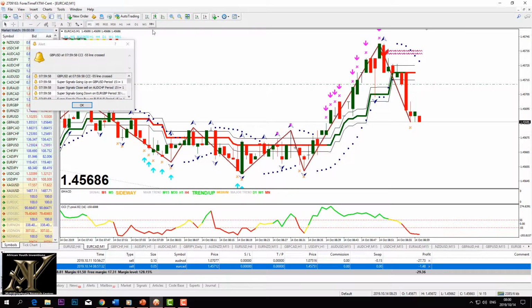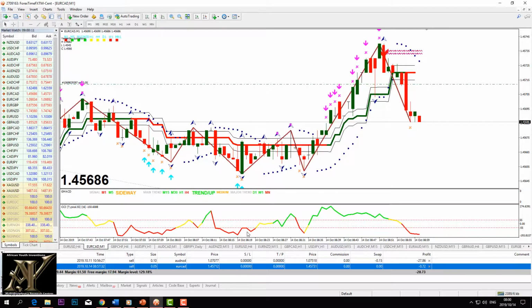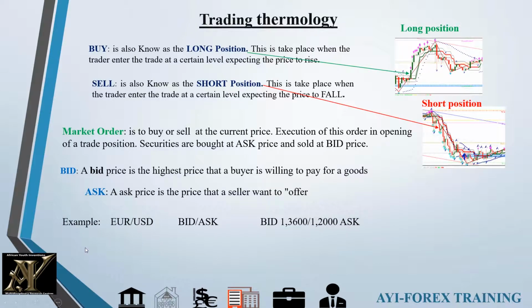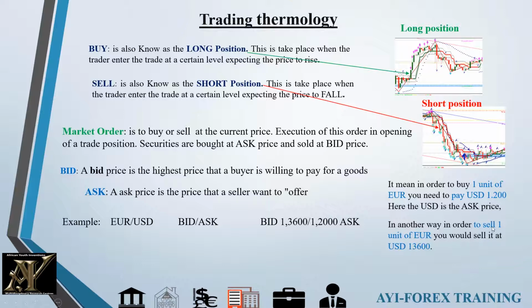Now, depending on how many lots you buy, that's how much you're going to score. The difference between bid and ask: for example, for Euro and US, this is a bid and this is an ask, and the same thing I show here on the program. It means in order to buy 1 unit of Euro, you need to pay US 1.2, something like this. Here, the US is the ask price. And in another way, in order to sell 1 unit of Euro, you would sell it at US 1.3, something like this. So you need to pay attention to this theory, or you can read more about it.